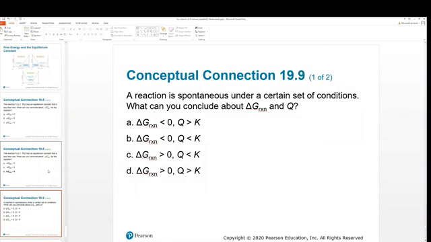All right. So a reaction is spontaneous under a certain set of conditions. Great. So what does that mean about G? We're not even looking at K. If the reaction is spontaneous, what does that mean about G? Is it positive or negative?